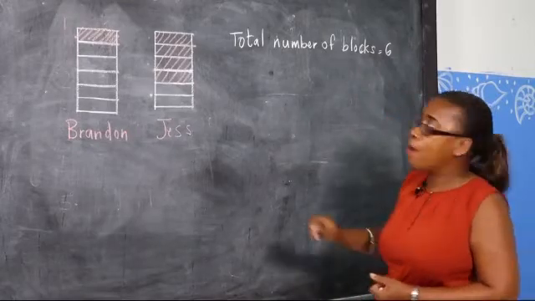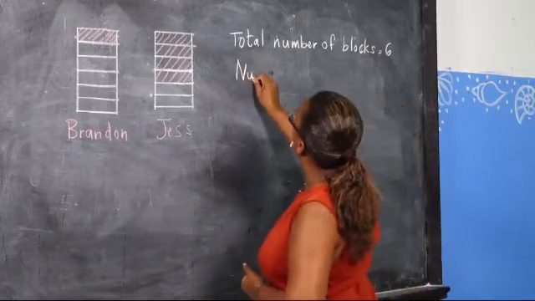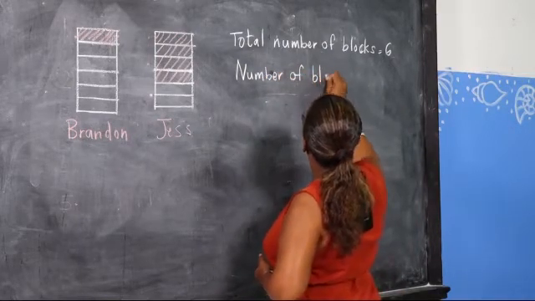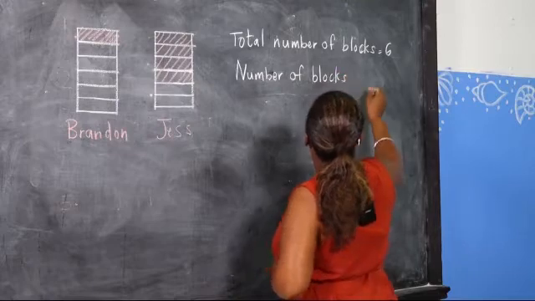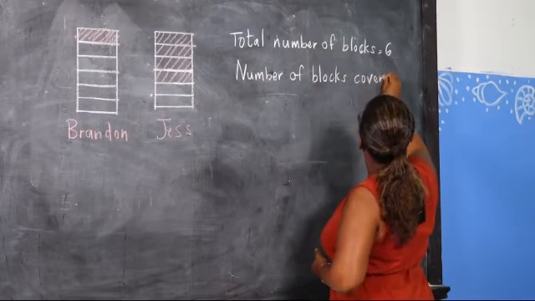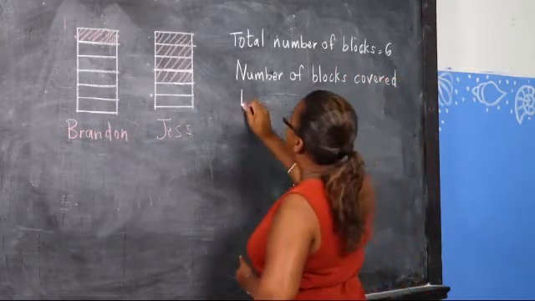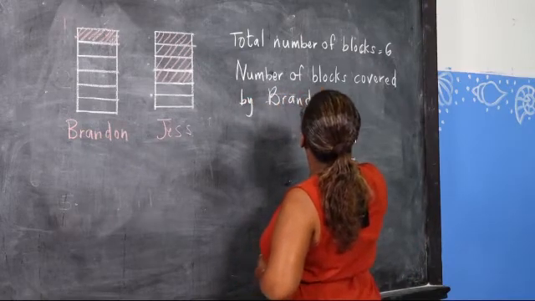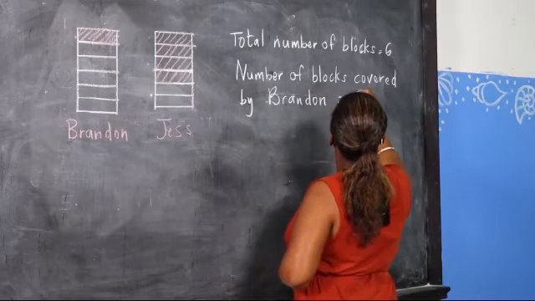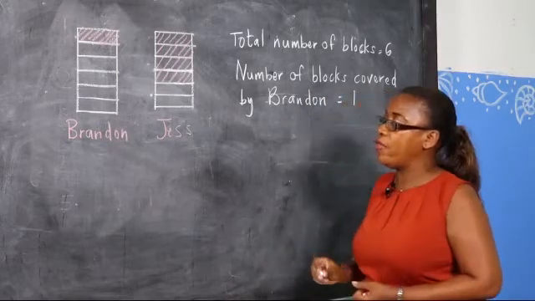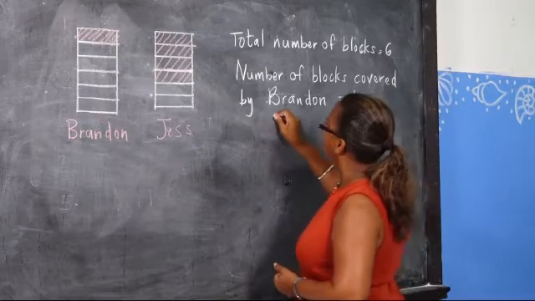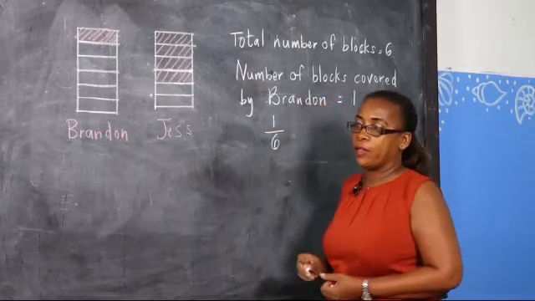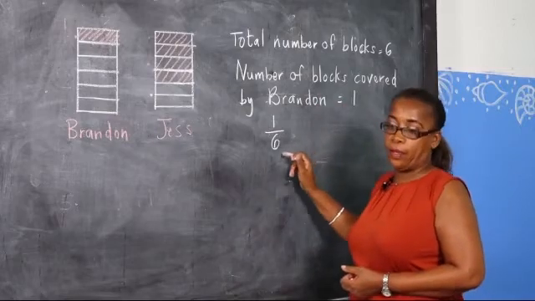And number of blocks covered by Brandon, 1. Therefore, Brandon covered 1 as a fraction, 1 out of 6, which means 1/6.